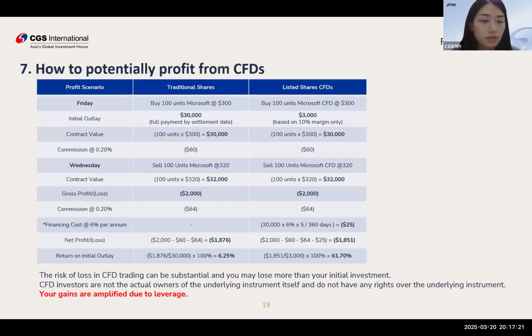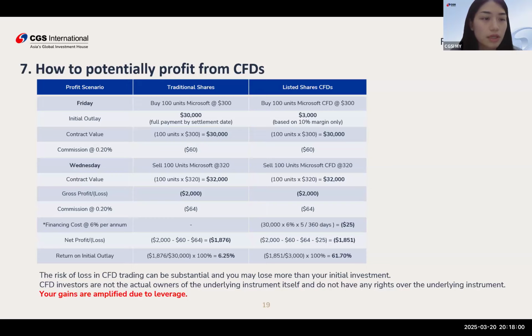Okay, next. How can you potentially profit from CFD? Now we're going to discuss this. Let's see the profit scenario. For example, if you are buying 100 units of Microsoft at $300 on Friday, with traditional shares, which is the cash upfront account, your initial outlay you need to pay in full is 30,000, the same as the contract value. But if you are trading CFD, because of the 10% margin only, you just need to come up with $3,000.